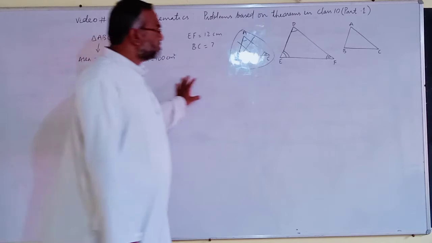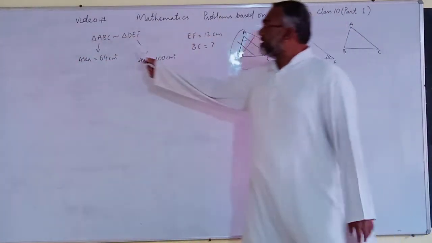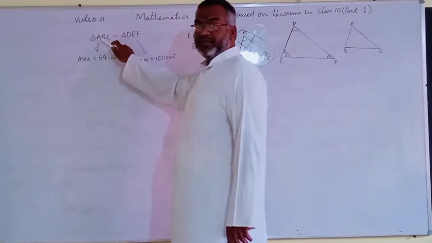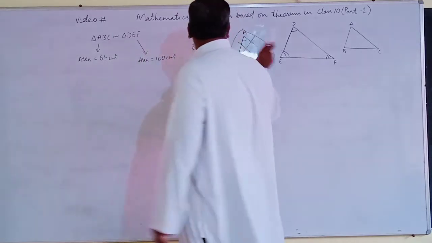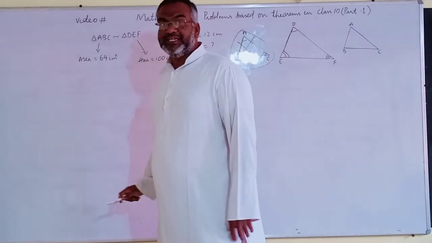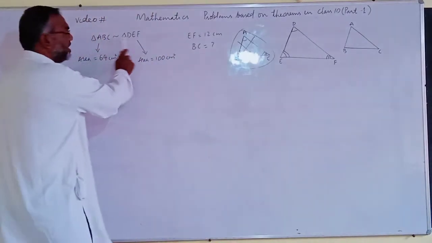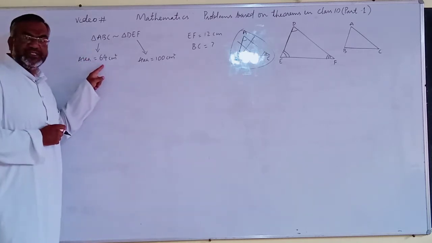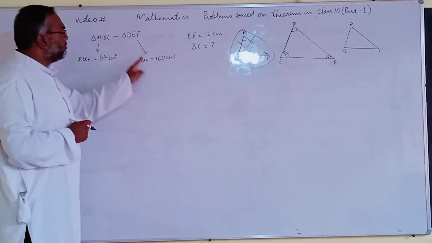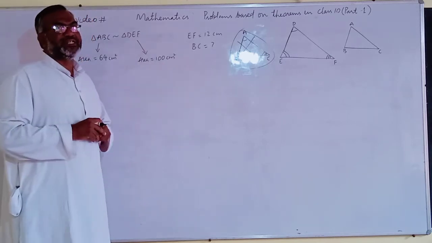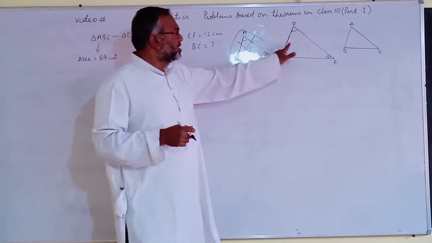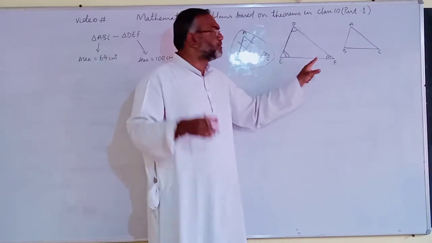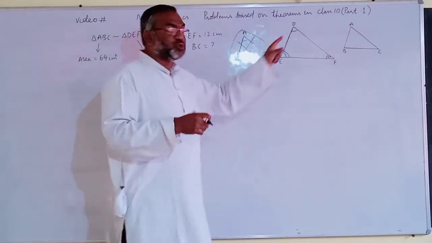We have got a question here. It says triangle ABC is similar to triangle DEF, and their areas are given. Area of triangle ABC is 64 square centimeter. Area of triangle DEF is 100 square centimeter. Area, as you know, is the inside space occupied by the triangle, and these two triangles are similar.